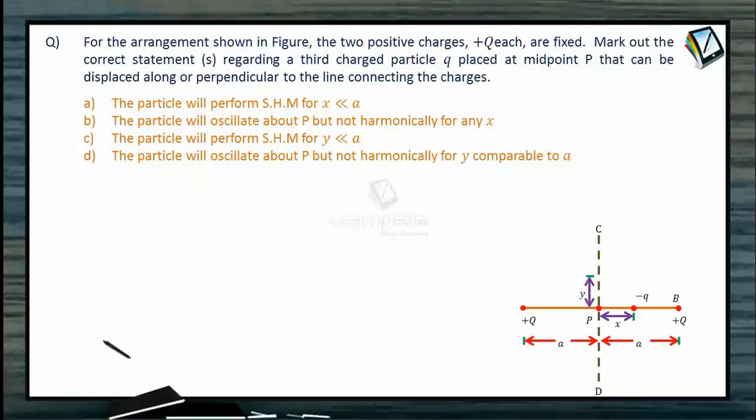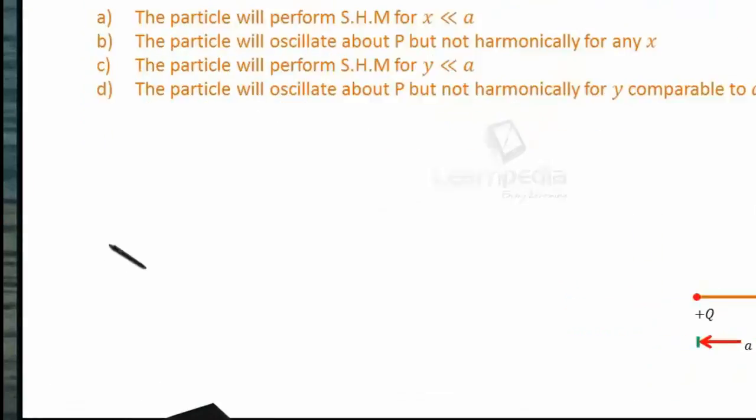For the arrangement shown in the figure, the two positive charges +q each are fixed. Mark out the correct statements regarding a third charge q placed at the midpoint P that can be displaced along the perpendicular to the line connecting the charges. Means there are two charges +q and +q, and at the midpoint there is another charge. And this charge can be displaced this way along the perpendicular bisector or this way along the line joining.